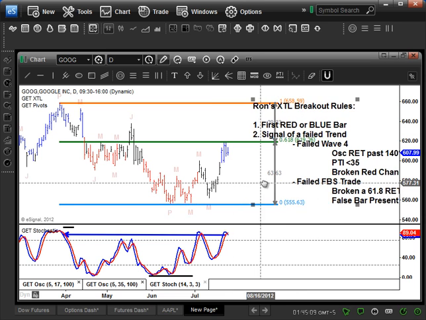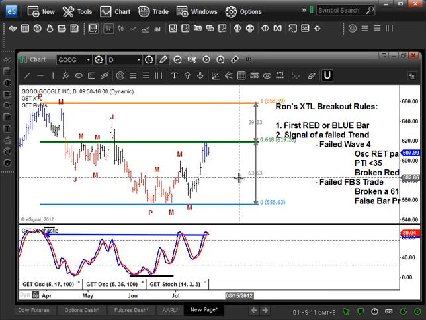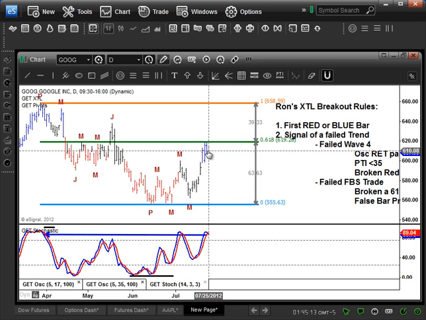Now, what you can see, let me scoot that to the side, is we have a market that is still holding 62%. Until this market can break 62%, I would not trust this trade as an XTL breakout.